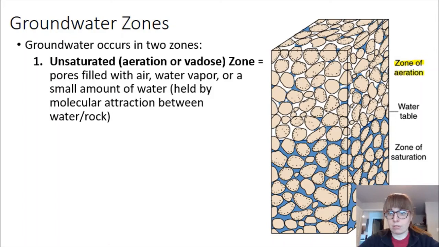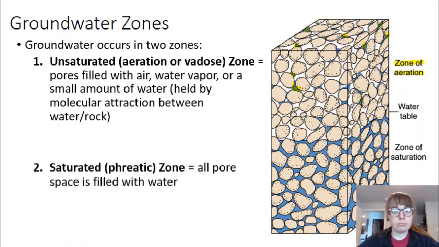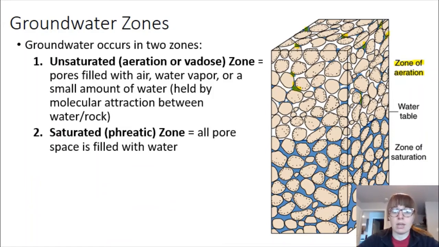So up here we have our unsaturated zone, also sometimes called the zone of aeration. And you can see that in this zone, we have mostly white pores. That's indicating that there's mostly air or water vapor within those pores. You can see water is weird and it has really strong surface tension, right? So we have a little bit of water held in between our particles in here through surface tension or molecular attraction.